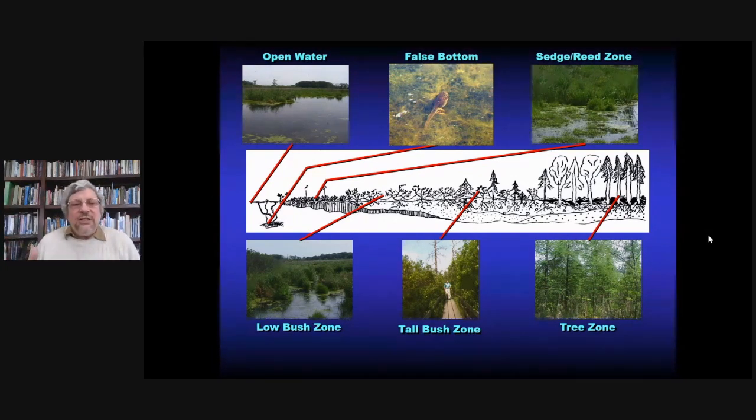A little further towards the center, or the thickest part of the bog, you have sedges and reeds. Go a little bit further, you get low bushes. You get the low bush cranberries, low bush blueberries. A little further along, there are tall bush cranberries and tall bush blueberries. And then you move into the tree zone when you're farthest away from the water. So again, the idea is the bog is a floating vegetation mat that grows out over the lake.